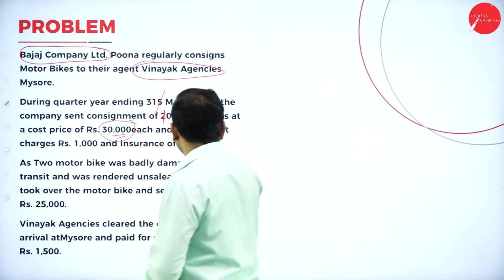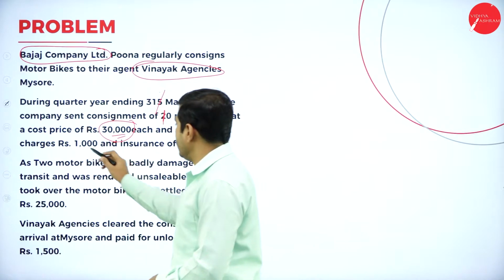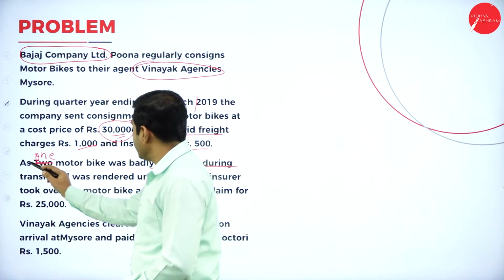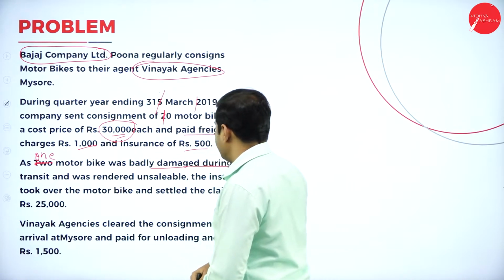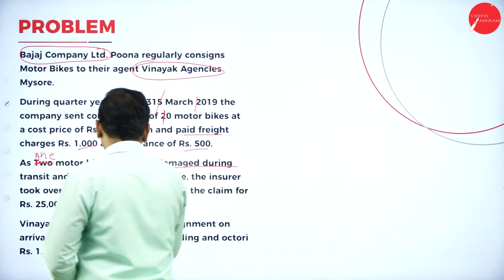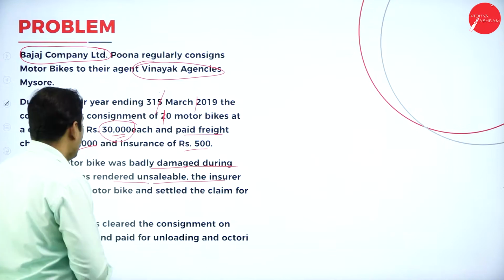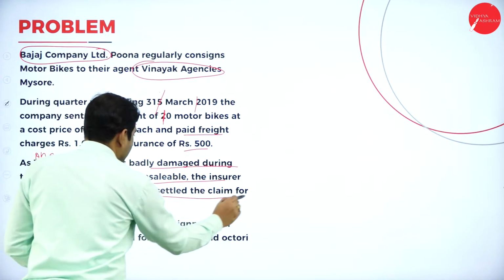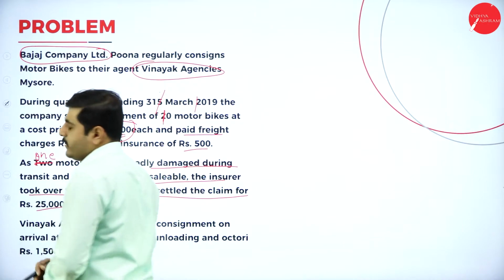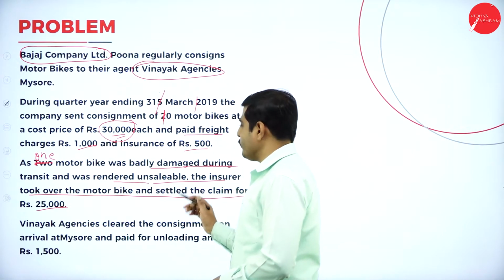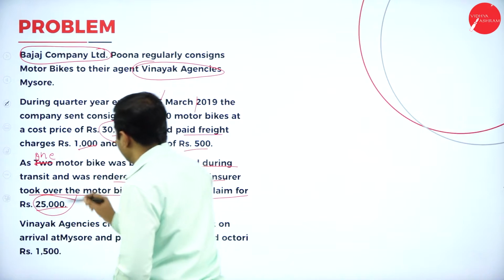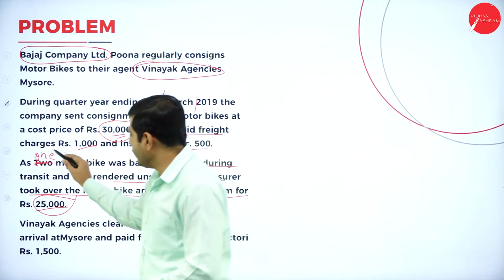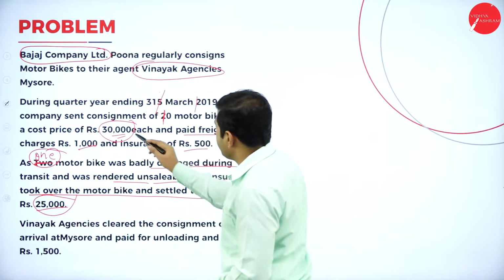Next one, what are the direct expenses? Freight charges rupees 1,000 and insurance rupees 500. Next one, as one motorbike was badly damaged during the transit and rendered unsaleable, the insurer took over the motorbike and settled the claim for 25,000 rupees only. So the insurance company is paying 25,000 rupees. How many bikes were destroyed? One motorbike destroyed.